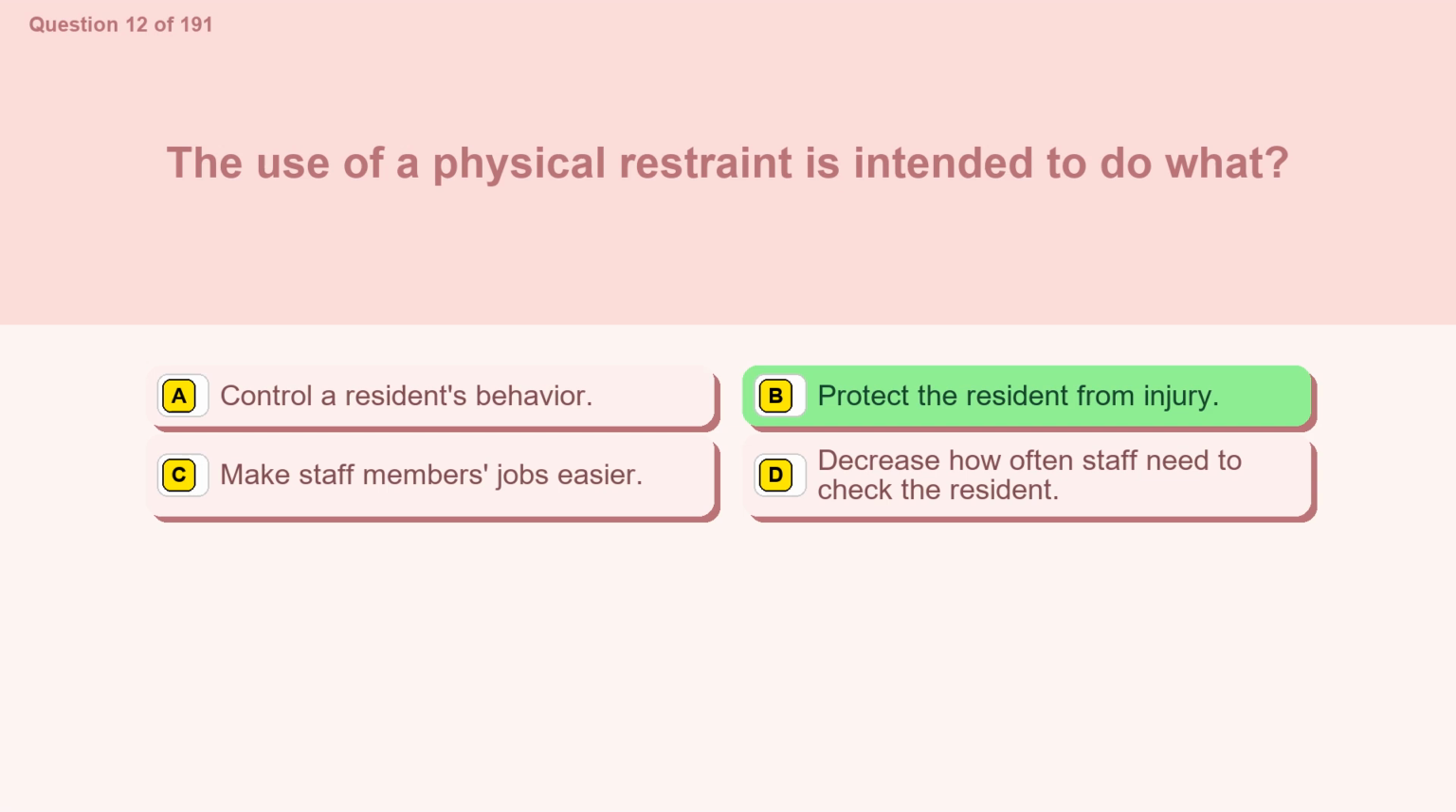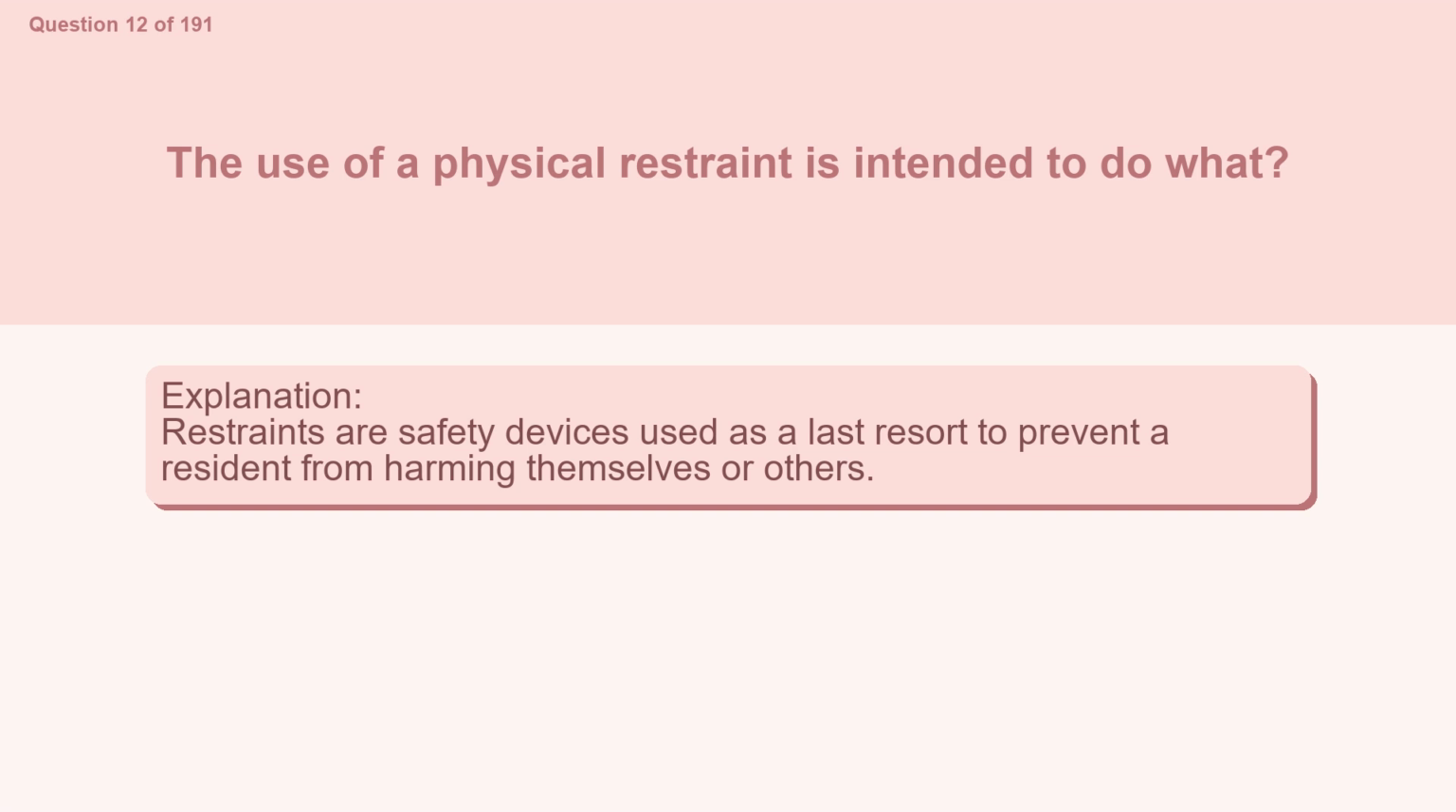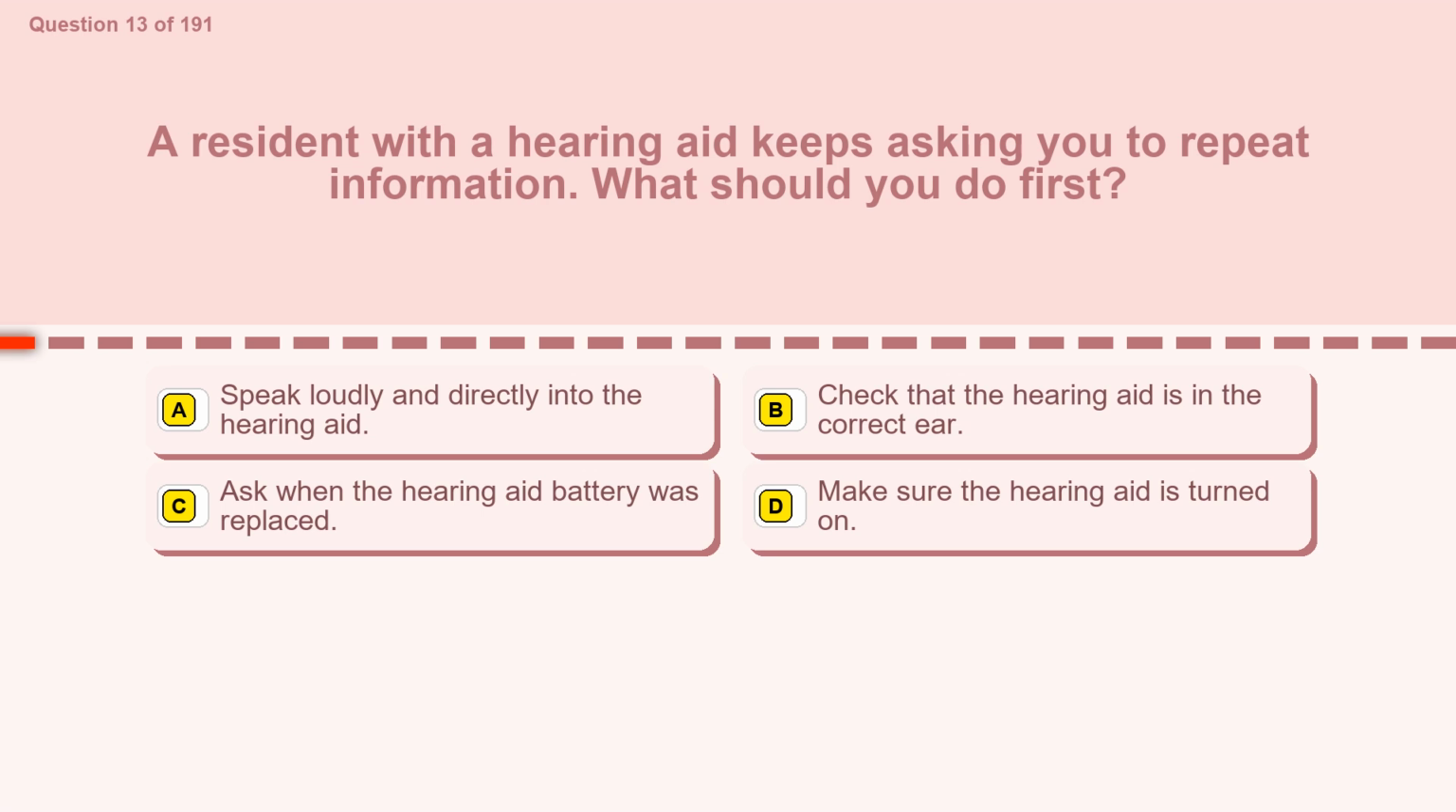The correct answer is option B, protect the resident from injury. Restraints are safety devices used as a last resort to prevent a resident from harming themselves or others. Question 13. A resident with a hearing aid keeps asking you to repeat information. What should you do first?